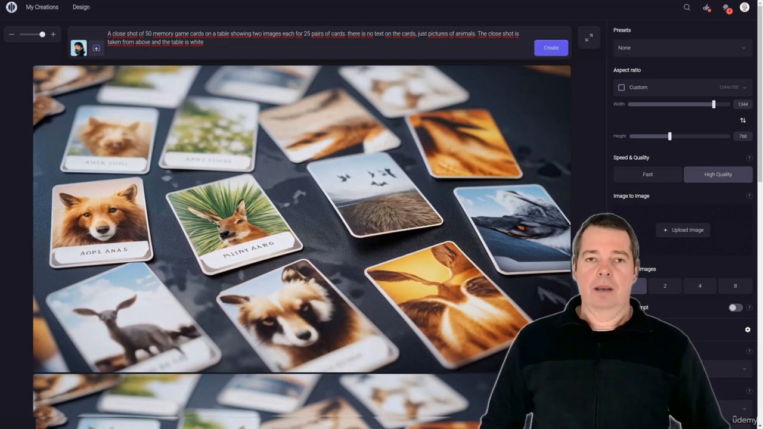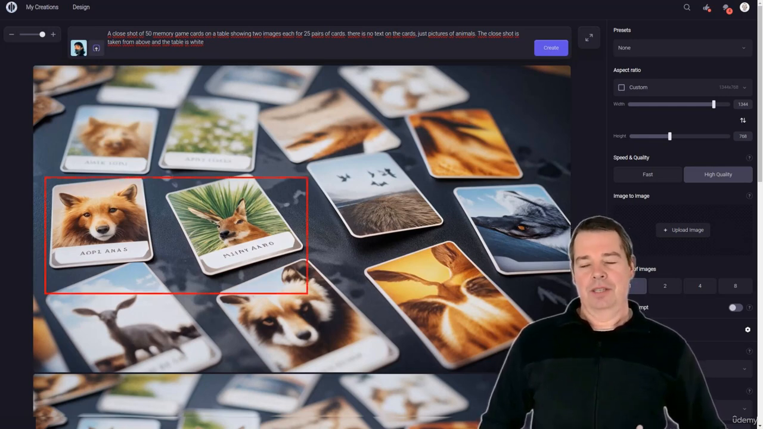Let's start with the fact that we entered a so-called prompt at the top, where we described what we wanted to see in the picture. The description spoke of 50 cards, but there are fewer than 20 in the picture. We wanted 25 pairs, but the AI was unable to match any of the cards to another card in the image. We indicated that there should be no text on the cards, but despite this, two cards have text printed on them that doesn't make sense.